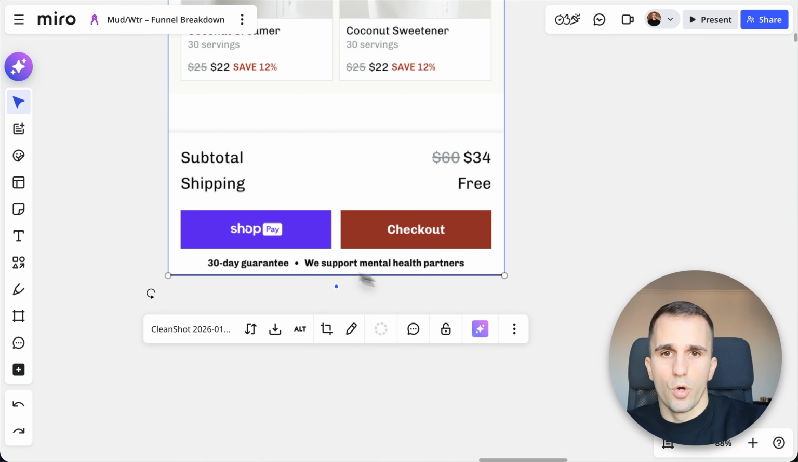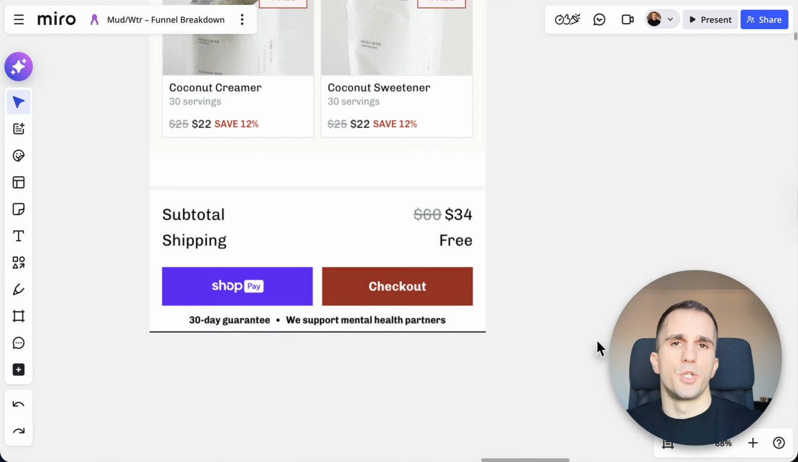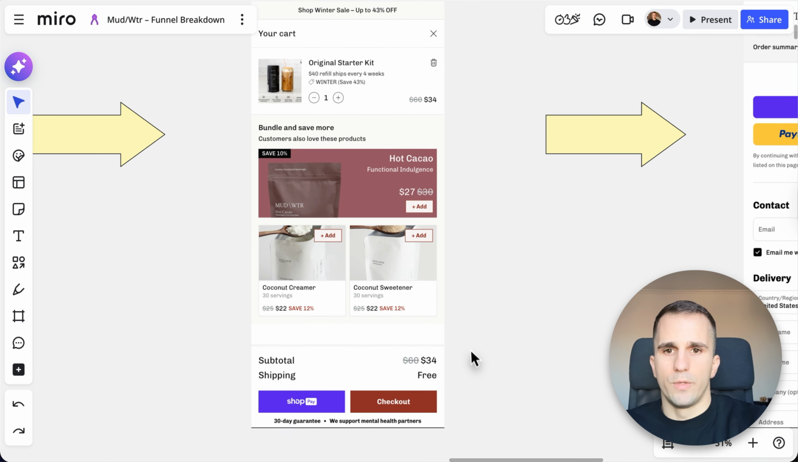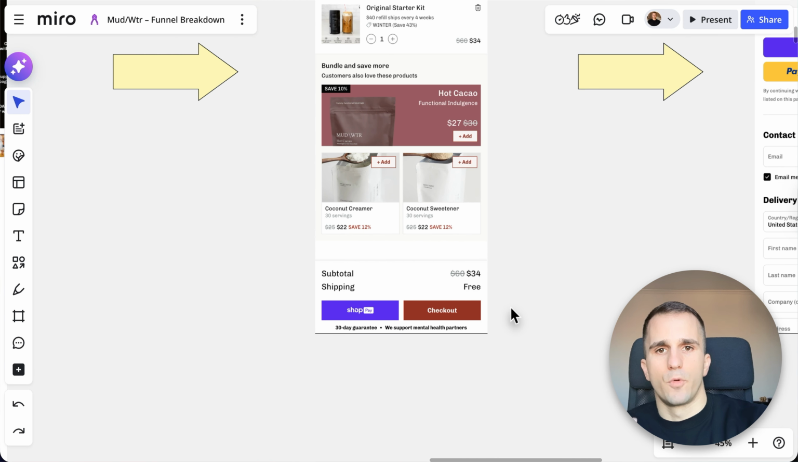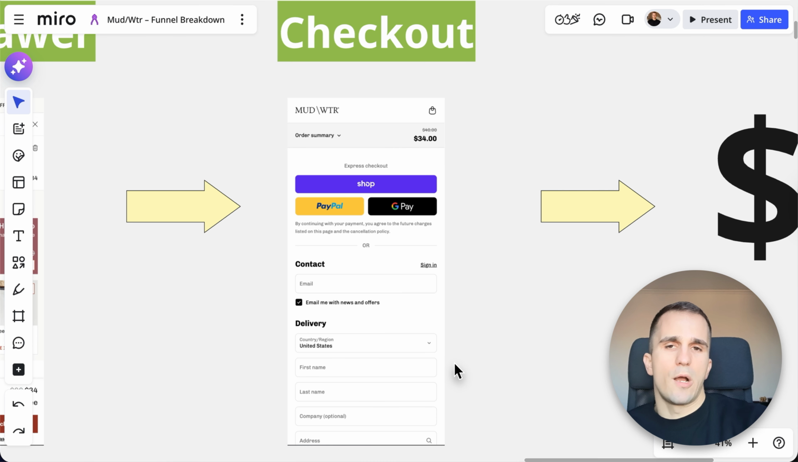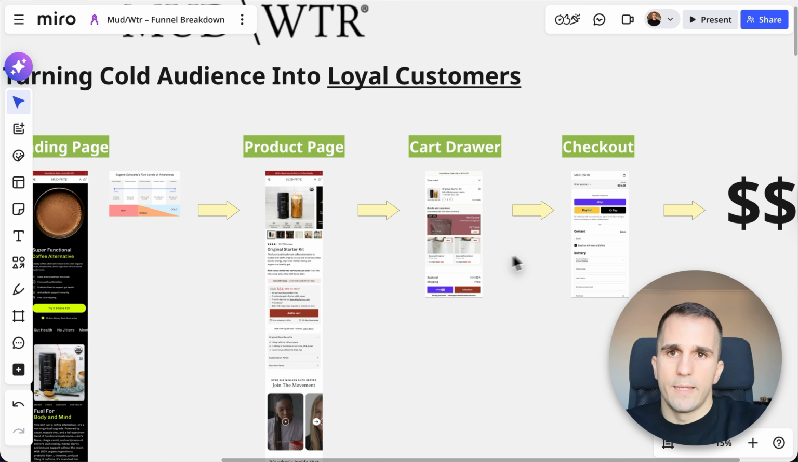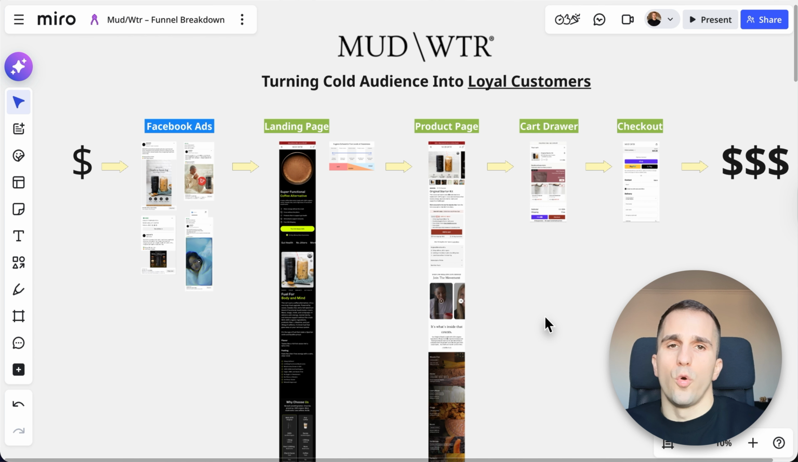Also, they say we support the mental health partners. Usually makes people feel good when they know that their purchase is going to go to some bigger purpose, stuff like that. And that's how they get to optimize the conversion rate on their cart drawer. In the checkout, this is just a typical checkout, nothing that you probably don't already have. And that's how this brand actually converts cold audience into their loyal customers.